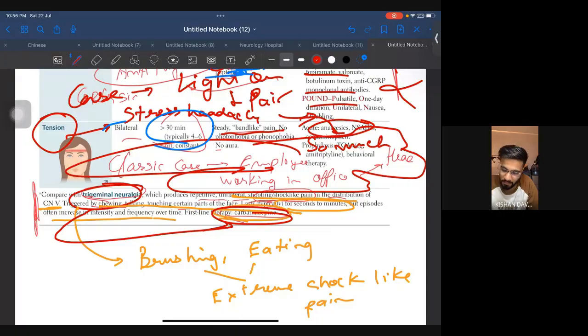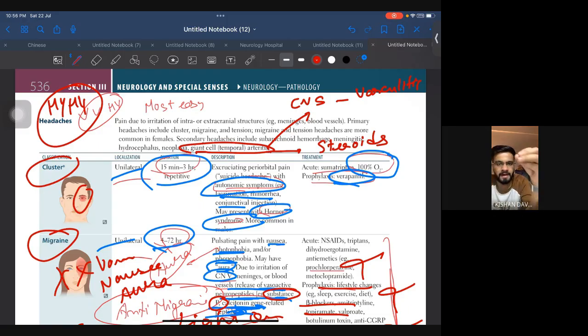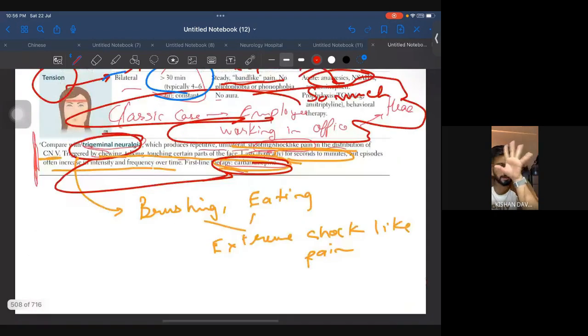Easily identifiable. Okay. Now moving on to giant cell temporal arteritis. We will be doing this in CVS along with vasculitis. Many things come along with giant cell temporal arteritis. There will be decrease in vision. There will be increase in ESR. All those stuff. So giant cell temporal arteritis is a different case. Treatment for that is steroid. So you need to be aware about these 5 types of pain: cluster, migraine, tension, trigeminal neuralgia, and giant cell temporal arteritis. Okay. So let's just end here today.